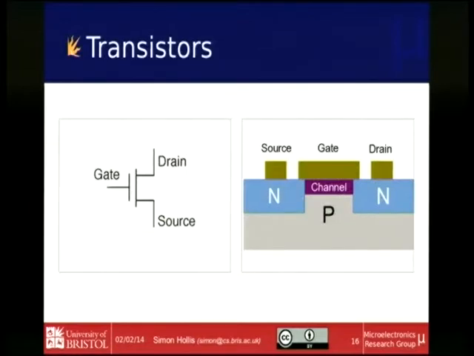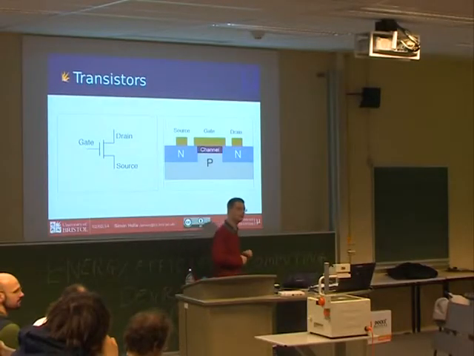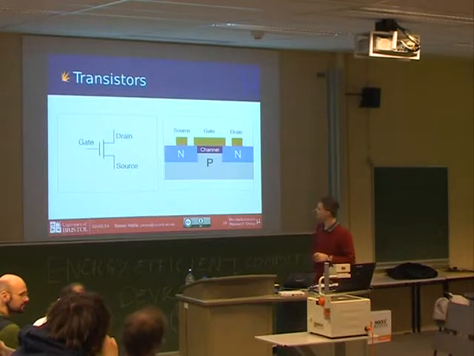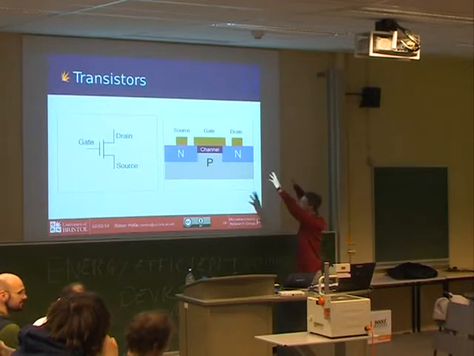So here's my transistor. This is a modern MOSFET-type transistor, with the symbol on the left, and this is a very simplified diagram of what it looks like. It's what it used to look like maybe 20 years ago, but now it will be jagged all over the place due to wonderful quantum physics effects.